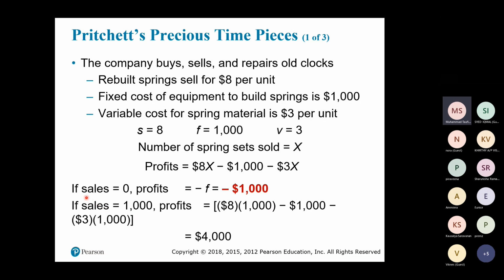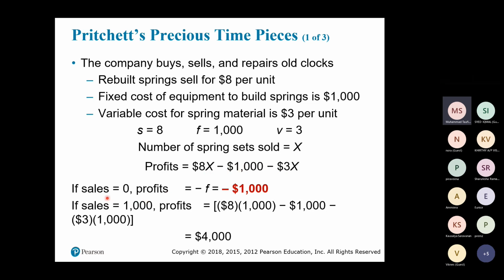So if sale is equal to 0, profit is equal to minus F, because now X is 0, right? Sale is 0. So automatically, 8 times 0 is 0, 3 times 0 is 0. So we are left with minus $1,000.